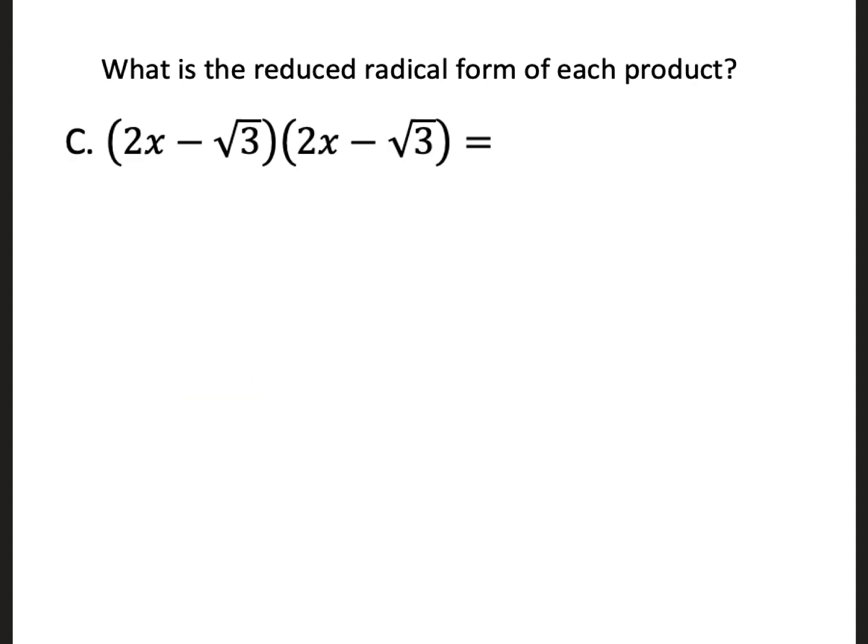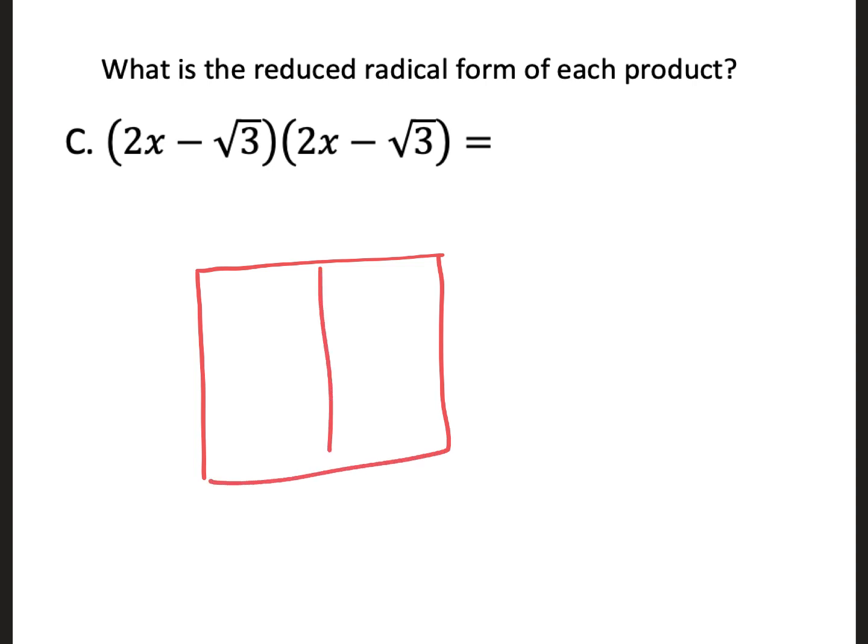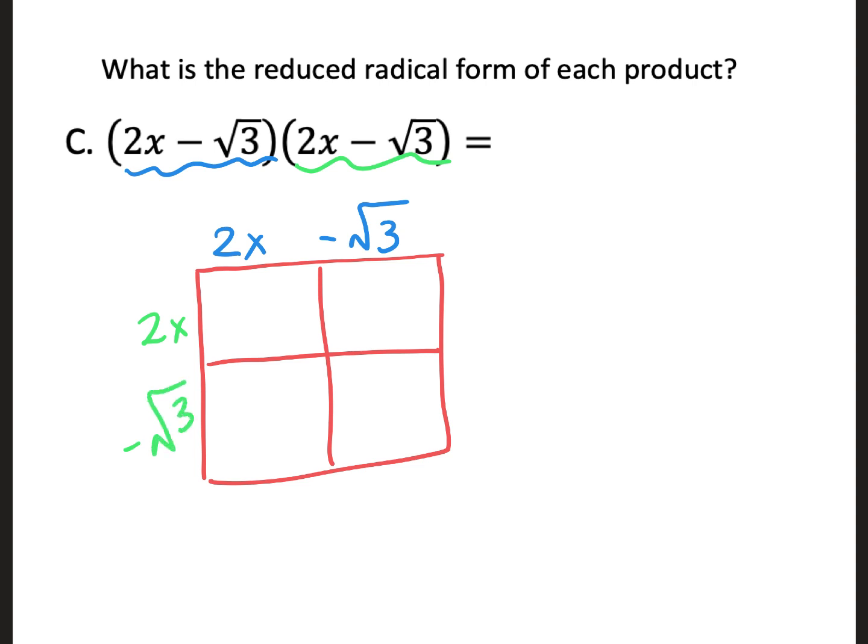For C, we have 2x minus the square root of 3, times 2x minus the square root of 3. Just like we've done before when we have two binomials we're multiplying together, we are going to do the box method. So I'm going to set up my box. Along one side, I'm going to put my first expression, and on the second one, I'll put my second. So along the top, let's do 2x minus the square root of 3 for this one. My second term is the same, 2x minus the square root of 3, and then we'll multiply.